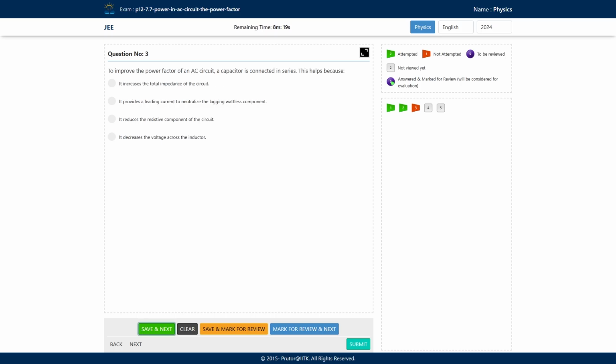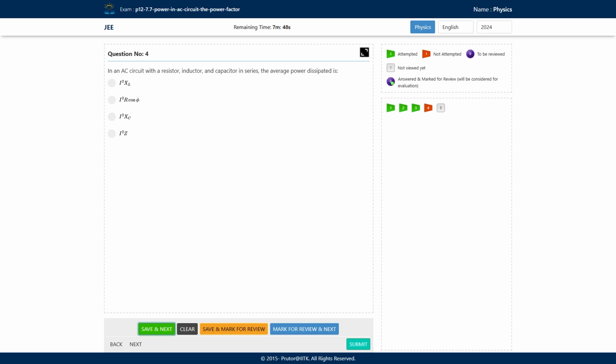To improve the power factor of an AC circuit, a capacitor is connected in series. This helps because it increases the total impedance of the circuit. It provides a leading current to neutralize the lagging wattless component. It reduces the resistive component of the circuit. It decreases the voltage across the inductor. So we have discussed it in the last example. So what is the correct option? Yes, B.